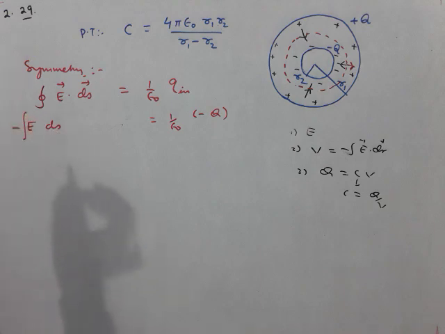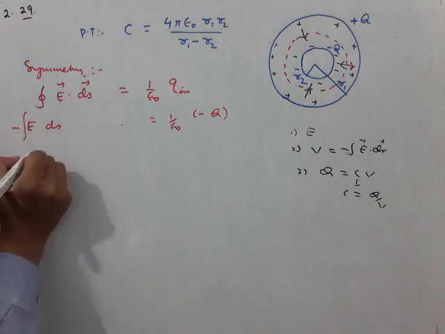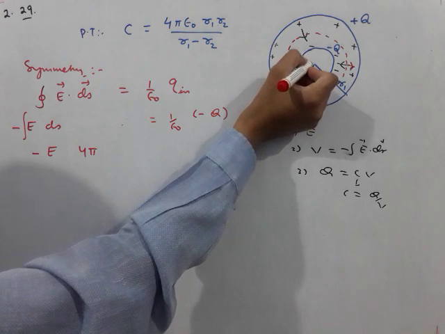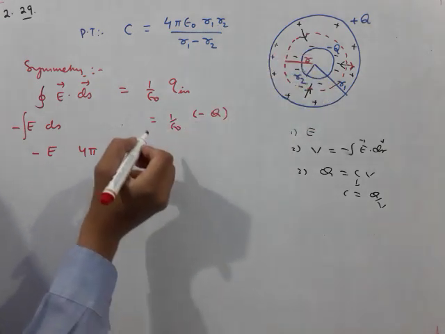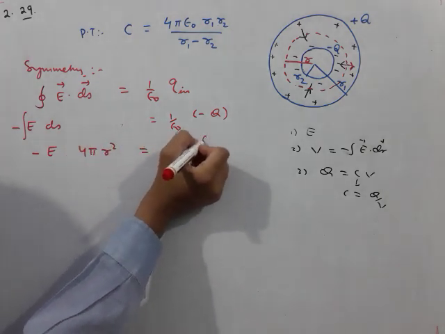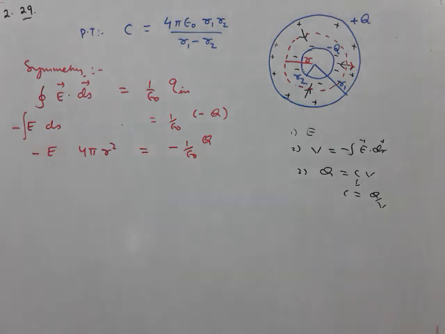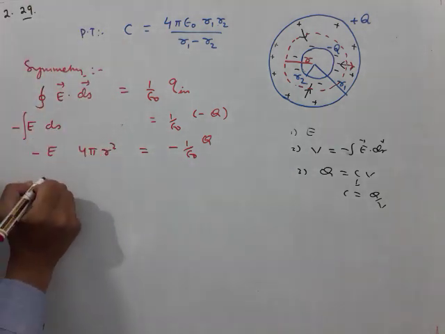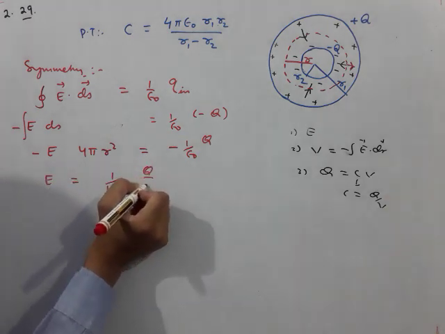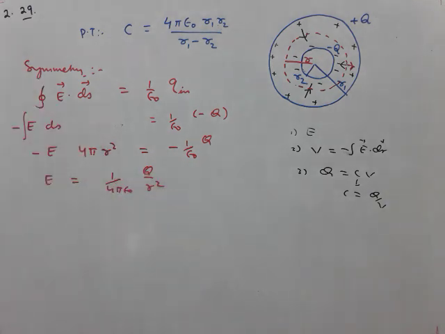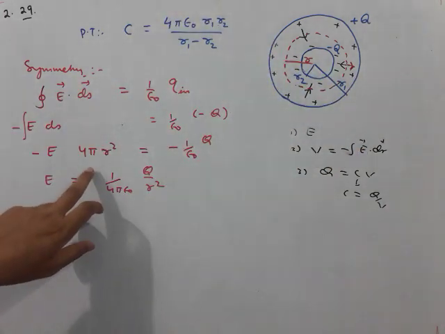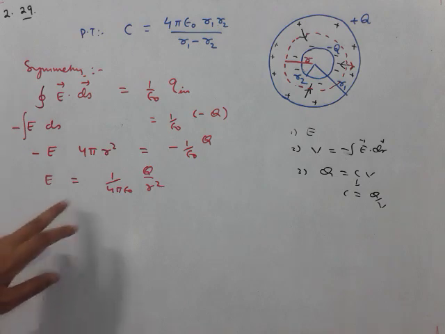This was integral. E is uniform, so E will come out. So minus E, then integral ds will become 4 pi r square. This distance is r, the radius of the Gaussian surface, r square, and that is equal to minus 1 by epsilon naught times q. So the negative sign will cancel, and this gives us the value of electric field as 1 by 4 pi epsilon naught q upon r square. So what is the direction of this electric field? This is directed radially inward, and its value is 1 by 4 pi epsilon naught q by r square. So this is our step number 1.